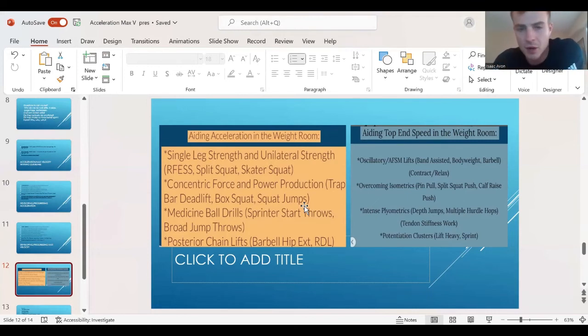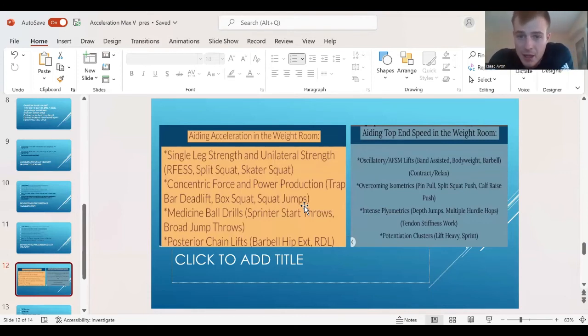So with acceleration, obviously rate of force development is super important. Single leg and unilateral strength, like rear foot elevated split squats and skater squats, is super important. Concentric force and power production: trap bar deadlift, box squats, squat jumps, medicine ball drills, spear squat throws, broad jump throws. And then the posterior chain, obviously, to manage all that rotation that you're getting through your rib cage and your spine. So barbell hip extensions and RDLs in general are going to be super important.